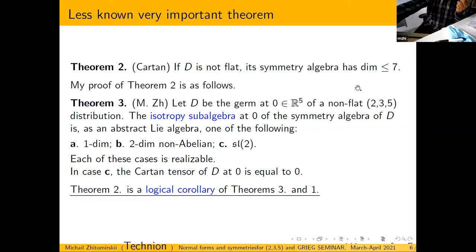But also if we have dimension eight and the isotropy is SL2, it is a homogeneous case. It is homogeneous if it's eight, since the dimension of SL2 is three. So in this case, it is homogeneous. And if the Cartan tensor at zero is equal to zero, then, using theorem 1, it is equal to zero everywhere. In particular, the distribution is flat, and I assumed that it is not. Okay, so it's a logical corollary.